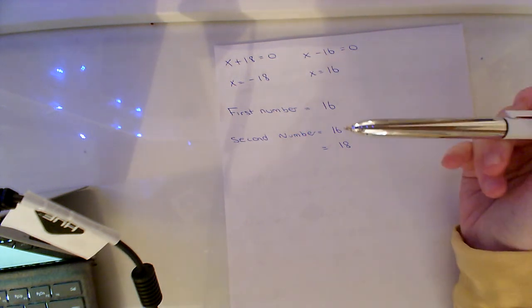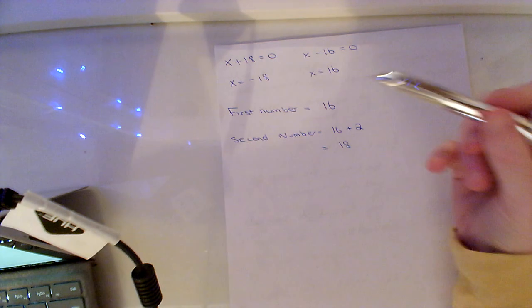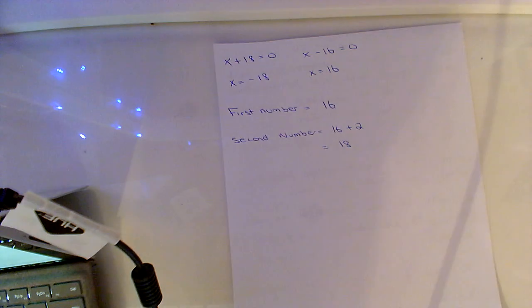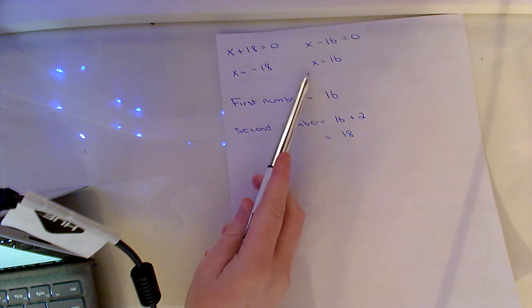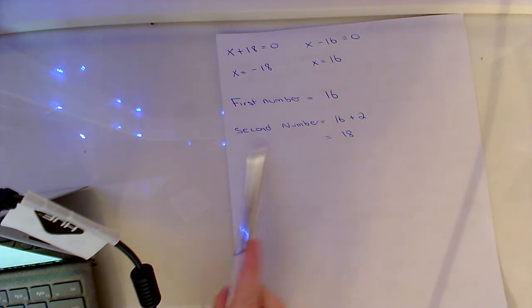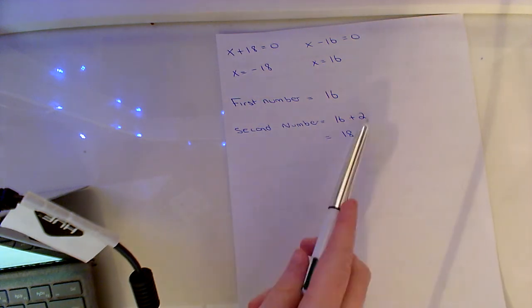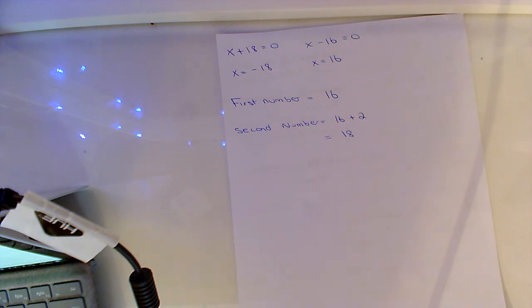Well, first of all, I was told two even consecutive natural numbers. Minus 18 is not a natural number, so we cannot accept that. So I'm going to have x is 16, and then my second number is going to be 16 plus 2, which is 18, and that's my answer.